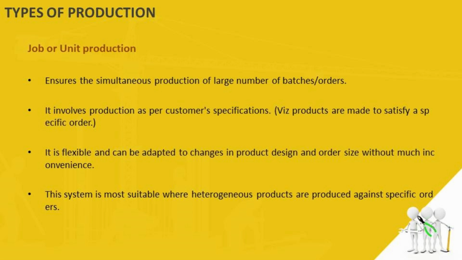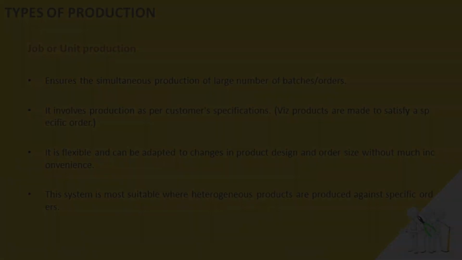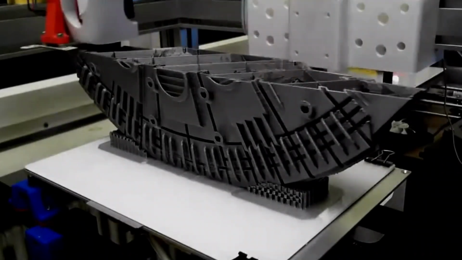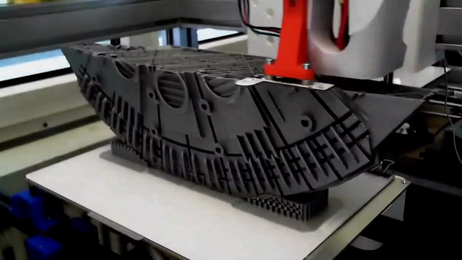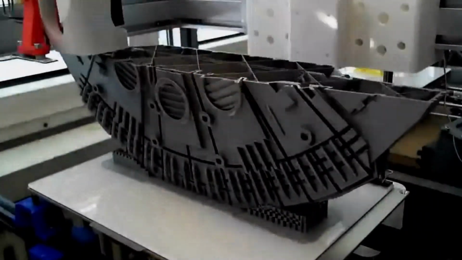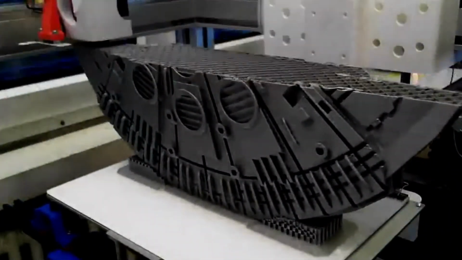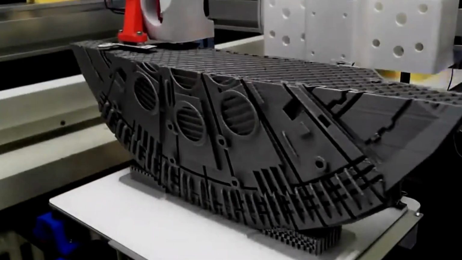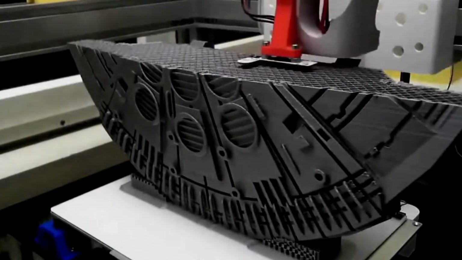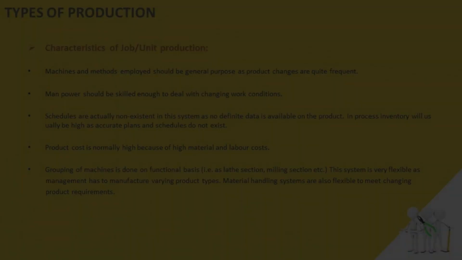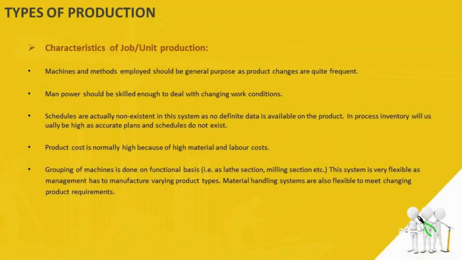Let's say, for example, the 3D printing industries. The products are produced on the basis of customer's specification. A particular unit is produced as per the customer's specification. Now let's understand the characteristics of job or unit production.